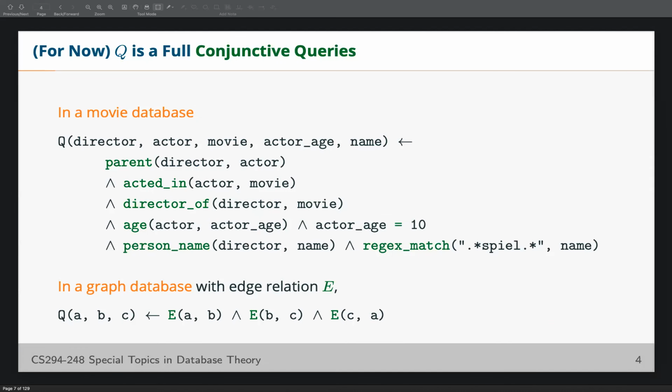So you know very well what a full conjunctive query is. For instance, I will focus on this triangle query as the simplest example, and you must have seen this from the last lecture. We are looking for triangles from a given graph. And something more realistic could be like in a movie database, you are trying to join a bunch of predicates together.